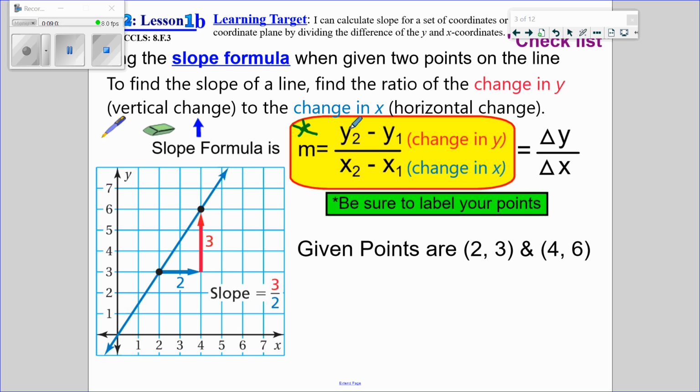So it says y2 minus y1, change is subtraction, over x2 minus x1, which is subtraction between these sets of points, equals the change in y over the change of x. Be sure to label your points. So we're given these points, 2, 3, and 4, 6.